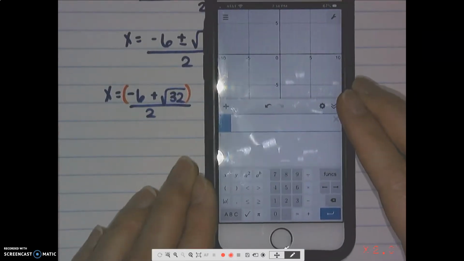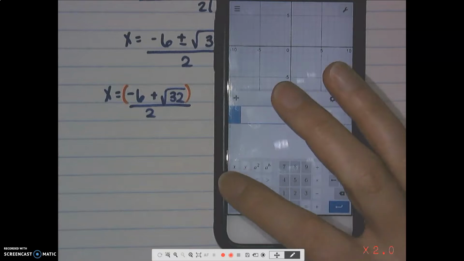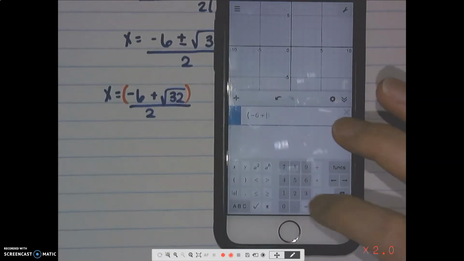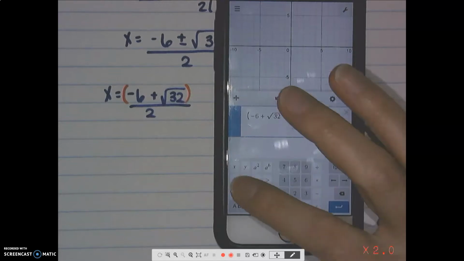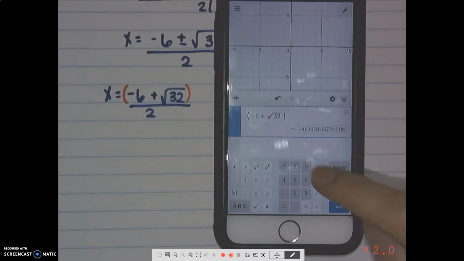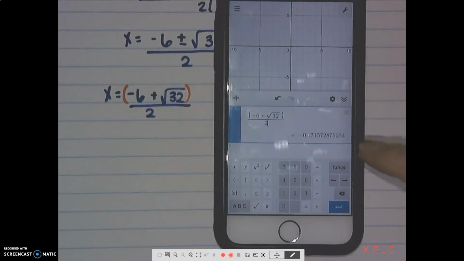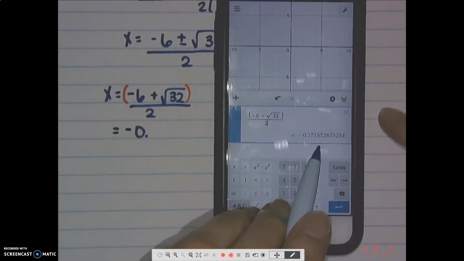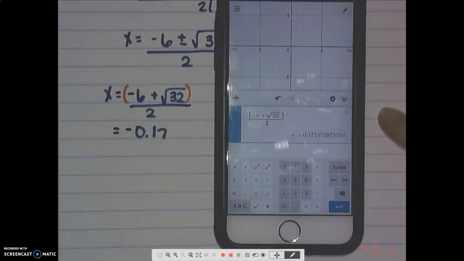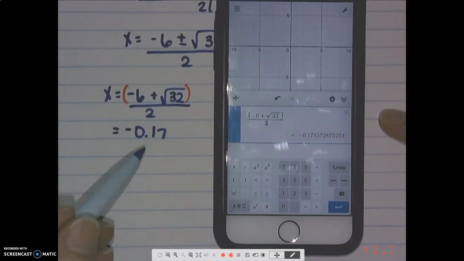Okay, so we're going to type in the first one. Now you do need to push the right arrow here to get out of that square root before you push the other parenthesis, and then you divide by 2. For these questions, we're going to round to the nearest hundredth. That means we need 2 decimal places. So we have negative 0.171. Does that 1 round the 7 up? No, it doesn't. So we're going to say negative 0.17, or negative 17 hundredths. That's a rounded answer, and that's okay.